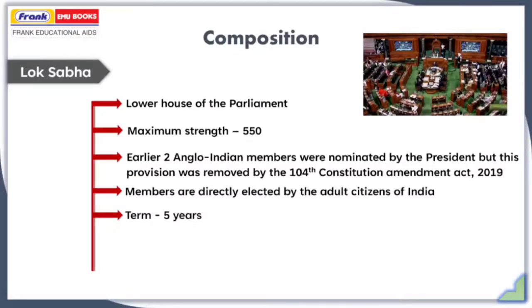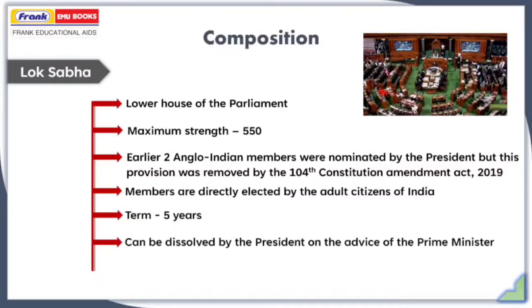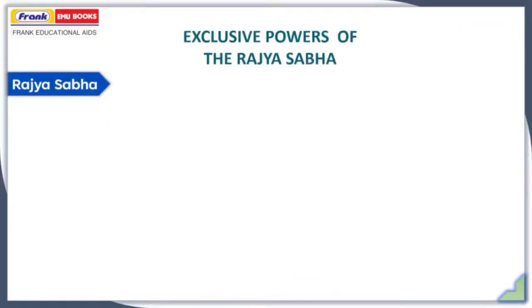And the term of the Lok Sabha and the members of the Lok Sabha, both, is 5 years. It can be dissolved by the President of India on the advice of the Prime Minister. The Speaker is the presiding officer. Now, come to the exclusive powers of the Rajya Sabha.